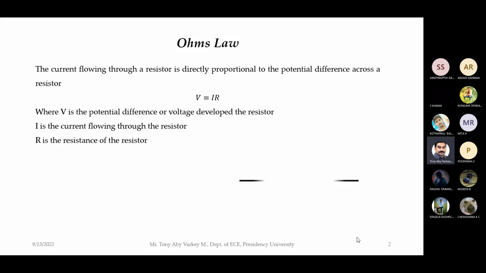So this is the electrical symbol of a resistor. In the European Union and elsewhere, they use a rectangular box, but here in India, we use this electrical symbol. Suppose this resistor has a resistance R and a current, you can see this arrow, flowing through the resistor, I. Then a voltage will be developed across the resistor.